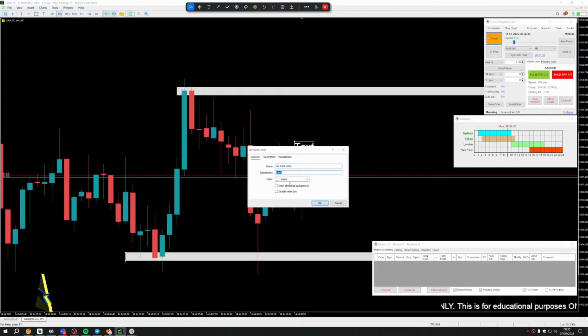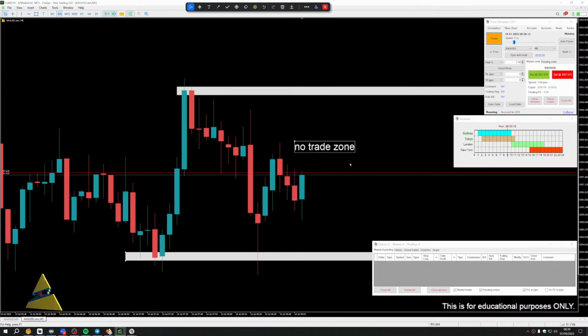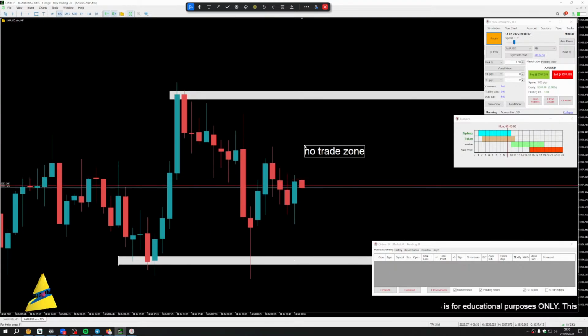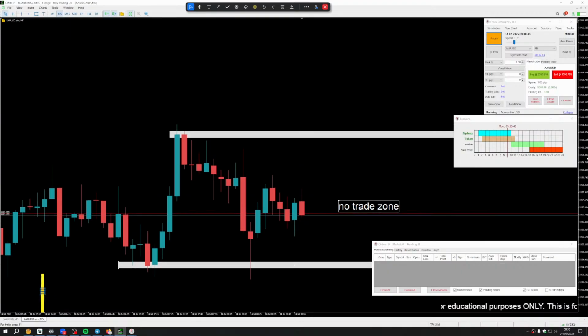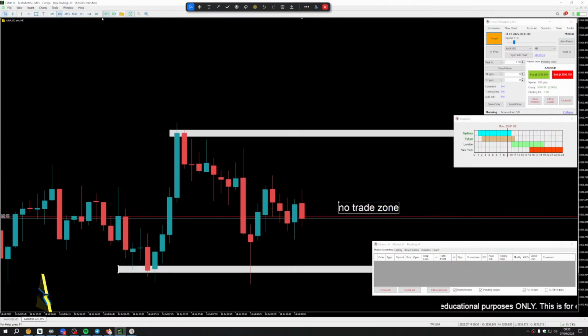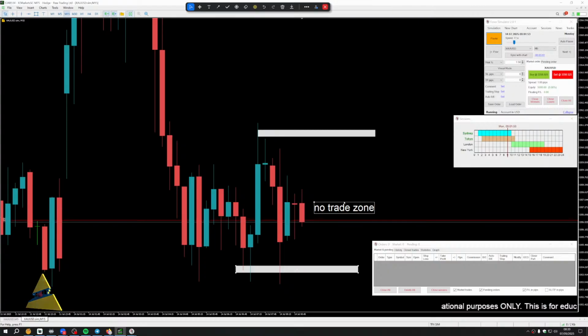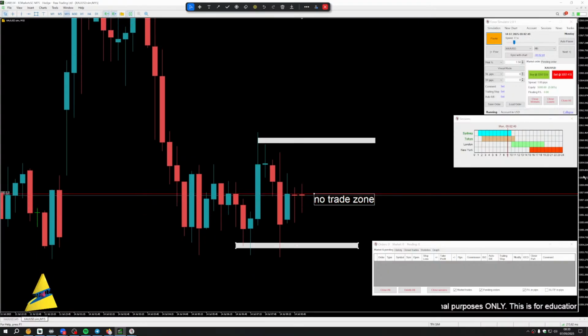Wait, how do we... Oh, description, no trade zone. Yeah, so this now becomes a no trade zone. Because if you look at price action, I think we have to zoom out for this. If you look at price action, we're just in a range right now. This whole area here is just a range.